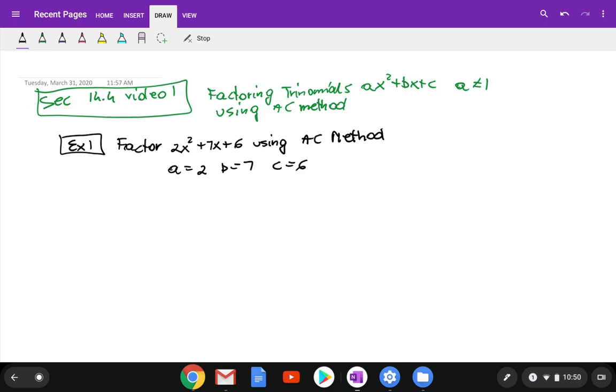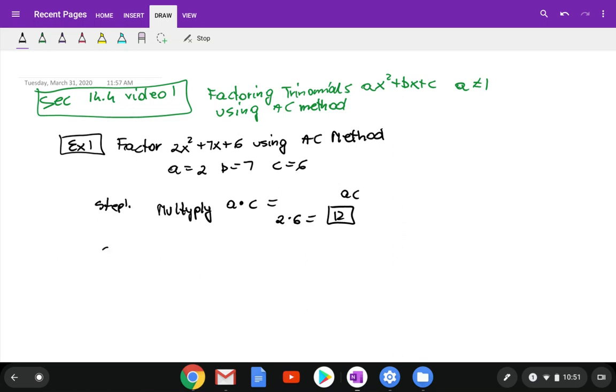Okay, so step 1, we're doing the same thing. Multiply a times c. So we have 2 times 6, and we're getting 12. Okay, AC.